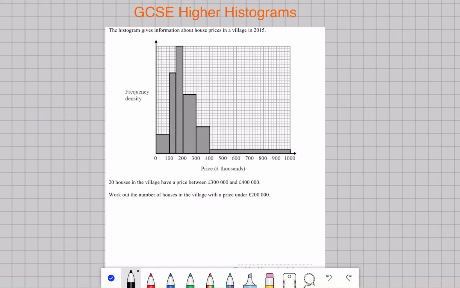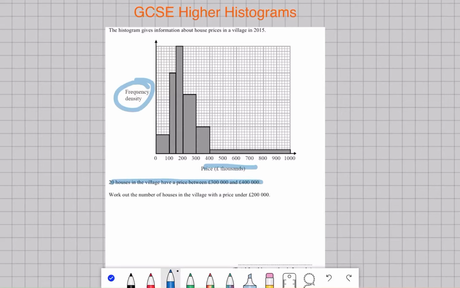So this question is about histograms. If we start from the question, the histogram gives information about house prices in a village in 2015. It's got the x-axis labelled as price in thousands and the y-axis labelled as frequency density, but there's no scale given. 20 houses in the village have a price between 300,000 and 400,000.